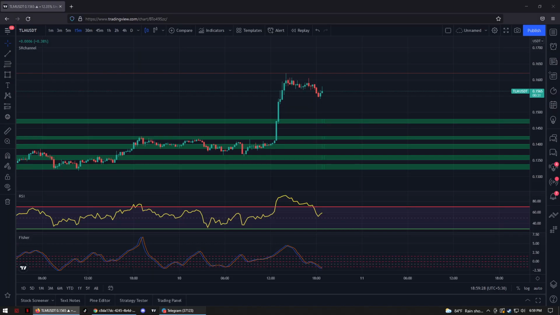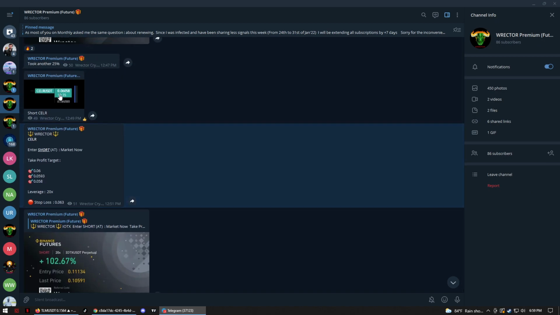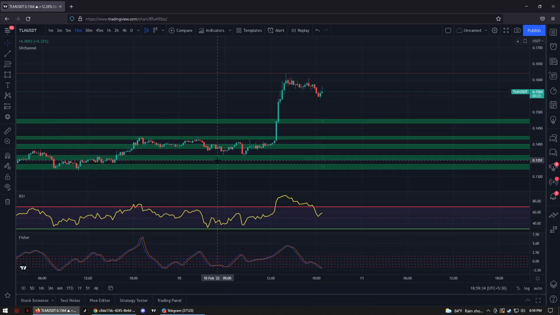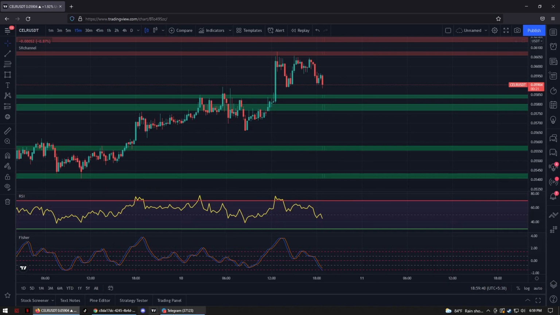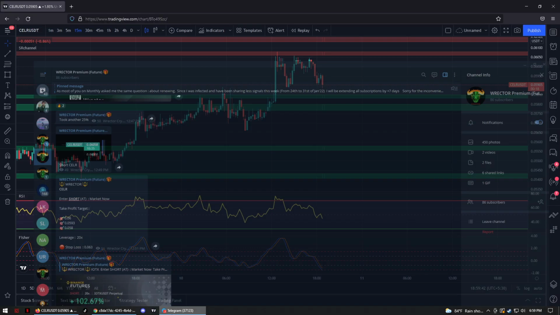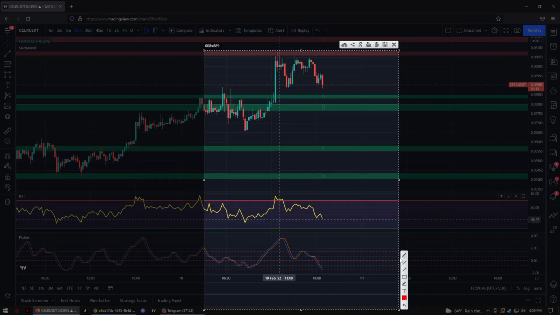And then I also took CELR based on this one. This was at 0.06. So let's go to CELR USDT. The time when I took this was 12:49. So right now it's here. As you guys see, it's 1 o'clock over here. So this is when I took it.